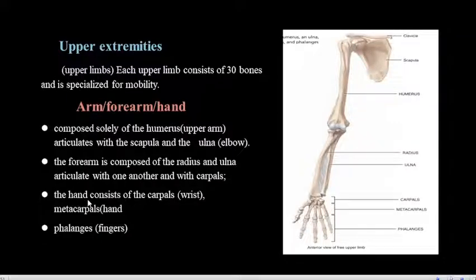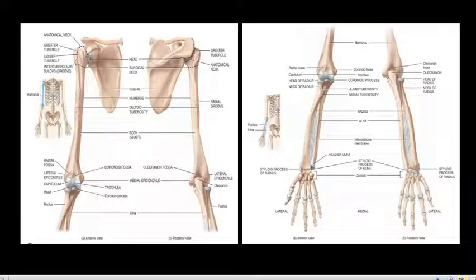And then, the hand. The forearm, meron siyang dalawang bones, the radius and the ulna. Okay, that articulates with your humerus and the carpals or the wrist. And then you have the wrist bones called carpals, the metacarpals, yung sa palm, buto sa palm, and then fingers called phalanges. So let's have a closer look.